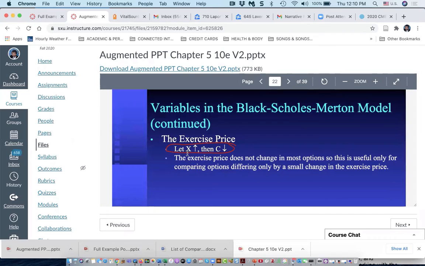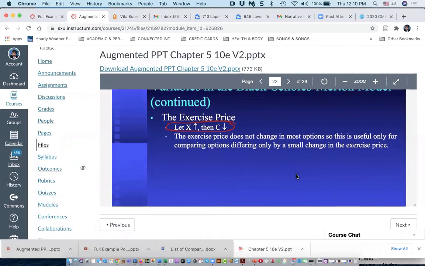And what is the relationship between the strike price and the call option? The answer is inverse. So if you get an option that is higher in strike price, then you pay less premium because your benefits are smaller. Folks, are you with me on this? Yes, I follow. Okay, all right.